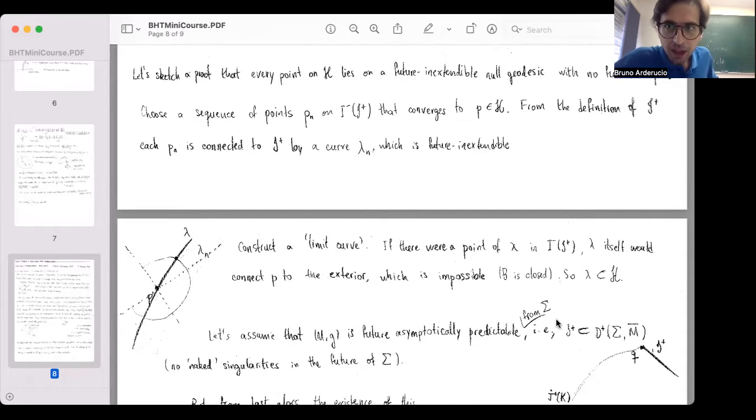Put in simpler, more elementary language, this hypothesis excludes the possibility of naked singularities in the future of sigma. So that's a way of ensuring that my geodesics are not dying out at any point of the manifold. Right?